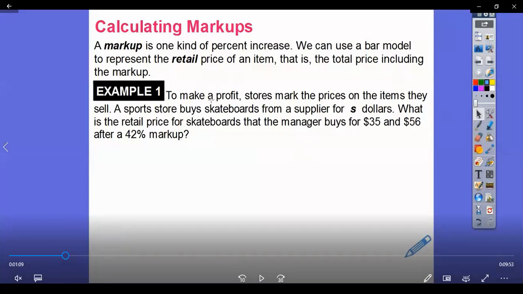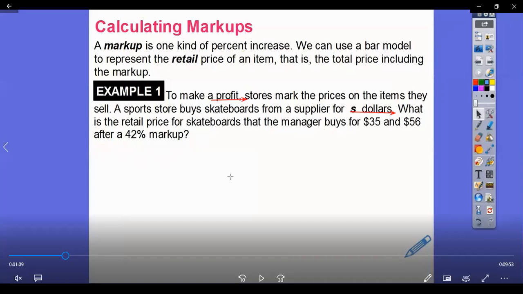Profit. Okay, so the first word is profit. What else? Second word. Stores mark the prices on the items they sell. A sports store buys a skateboard from a supplier for $S. Is there any word I can underline? $S. Yes, $. Thank you. What else?